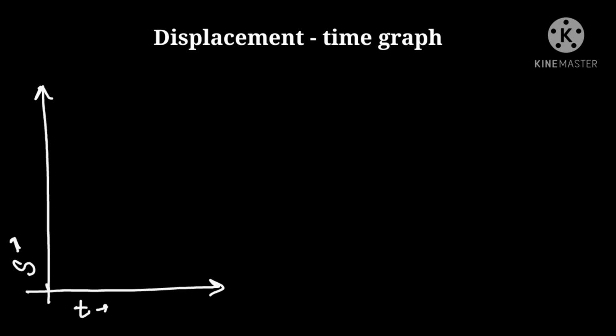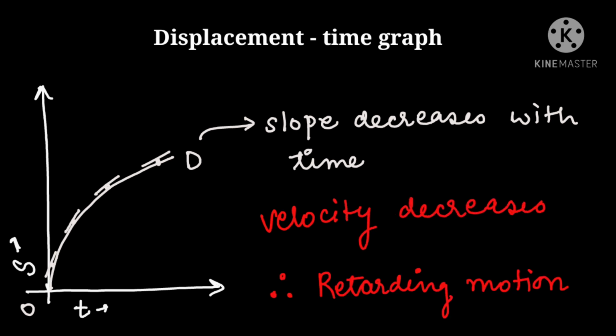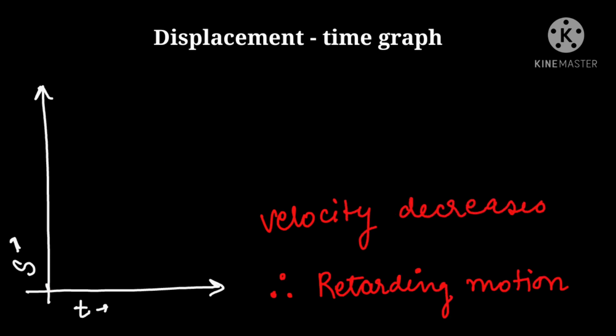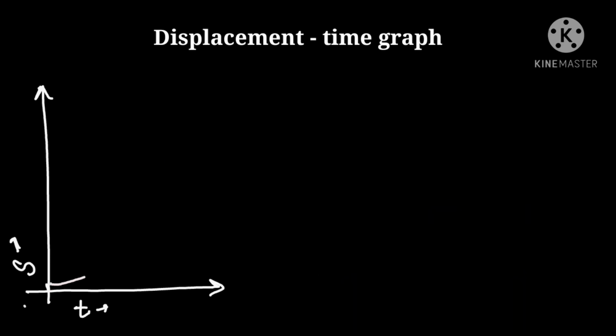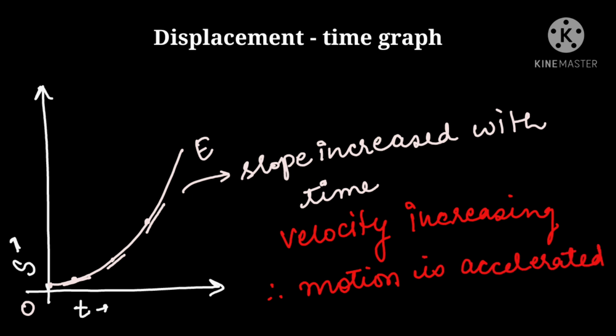There are two possibilities in the curved graph. First is if the graph obtained is a curve like OD whose slope decreases with the time, then the velocity goes on decreasing. That means the motion is retarded. And the second is if the graph obtained is a curve like OE whose slope increases with time, the velocity goes on increasing. That is, the motion is accelerated.